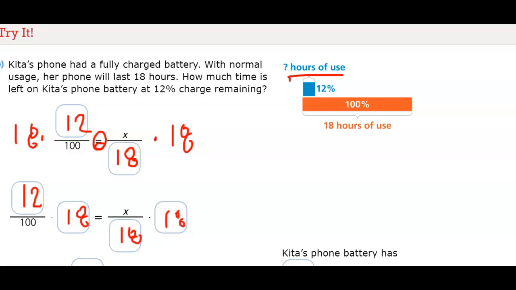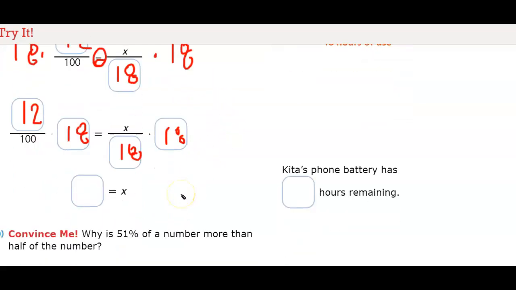We're multiplying by 18. Once we take that 18 and multiply it by 12 over 100, we will get 2.16, or 2 and 16 hundredths, and that will give us the x. So the hours remaining on Kita's phone is 2 and 16 hundredths.